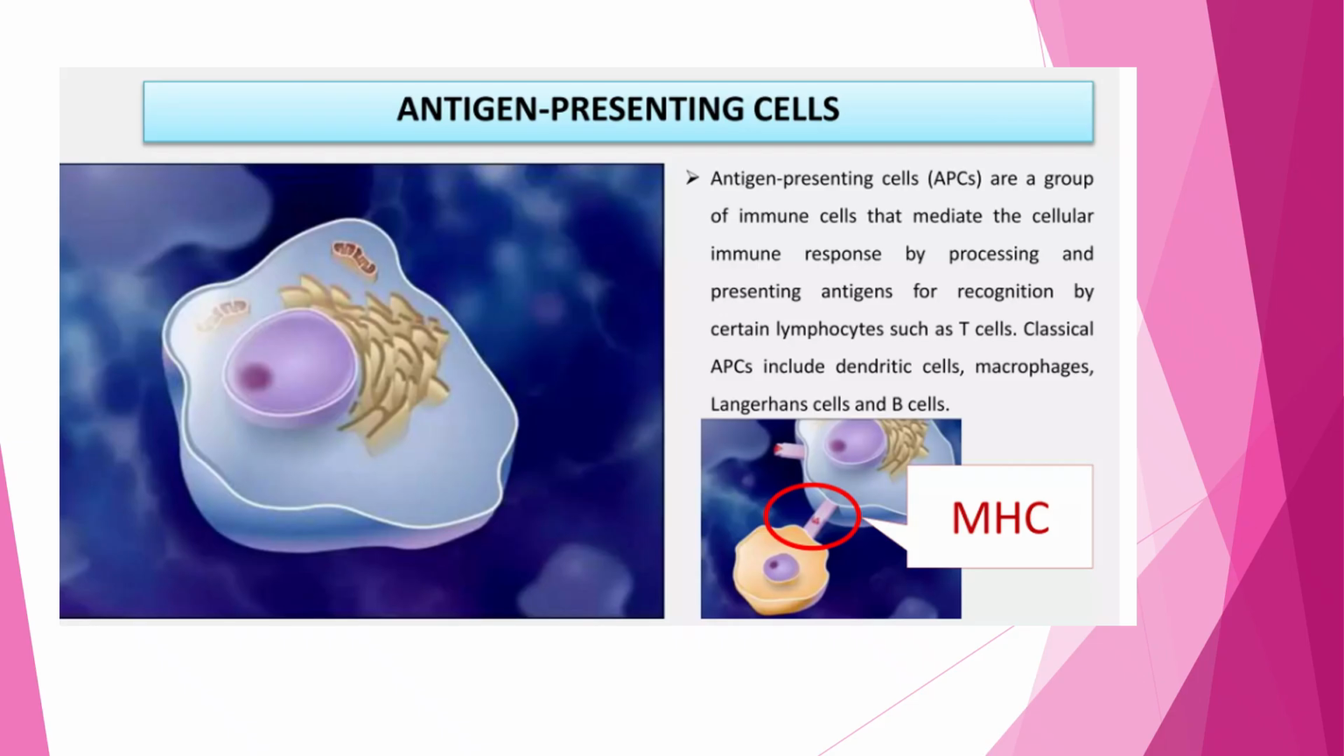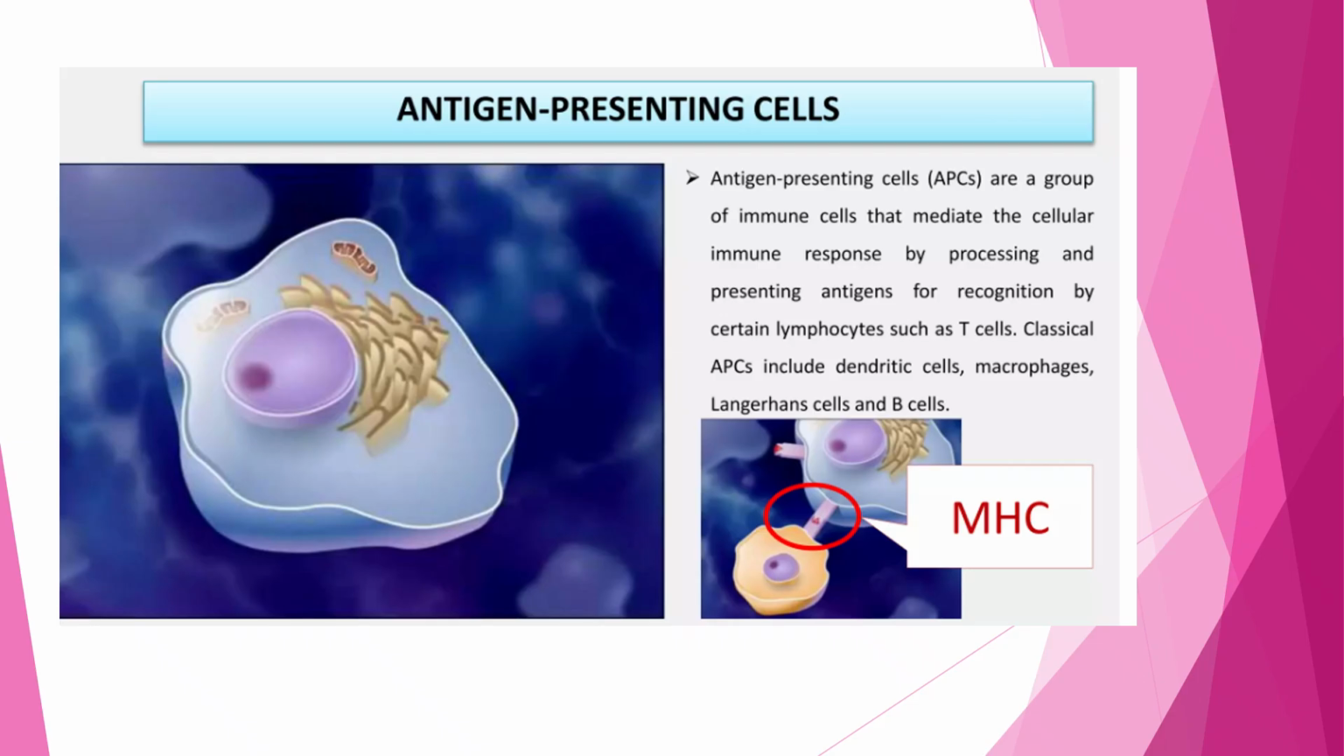Antigen presenting cells are a group of immune cells that mediate the cellular immune response by processing and presenting antigens for recognition by certain lymphocytes such as T cells. So antigen presenting cells are the cells which help the T cells to recognize the antigen. Here you see the antigen presenting cell, and inside the antigen presenting cell, MHCs will be present.